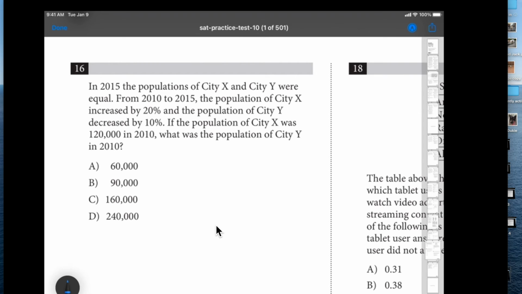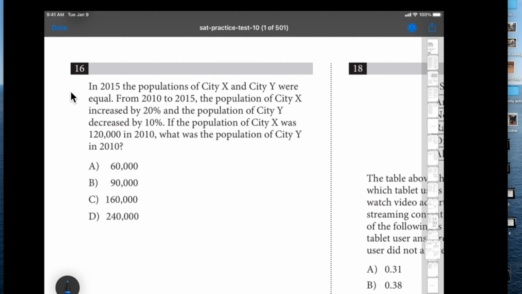Number 16. In 2015, the populations of city X and Y were equal. From 2010 to 2015, the population of city X increased by 20%, and that of city Y decreased by 10%. If the population of city X was 120,000 in 2010, what was the population of city Y in 2010? So you see these words, what was the population, or you might see how many such and such. That's our unknown right here.